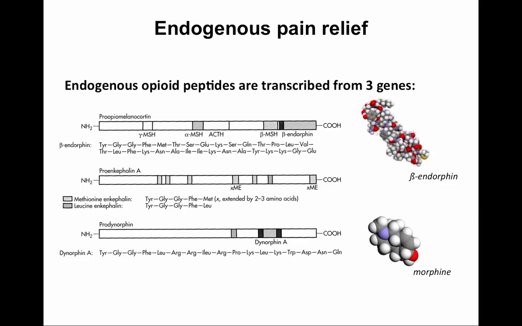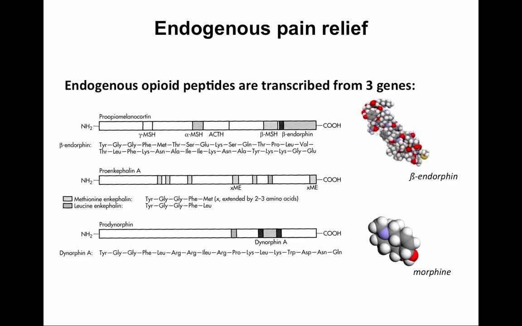The endogenous ligands for the opioid receptors are peptides. There are multiple peptides produced from 3 genes, and the 3 main endogenous peptides are beta-endorphin, enkephalin, and dynorphin. You can see the genes here encode many other peptides such as ACTH, and many of these peptides need to be cleaved for processing to achieve their final form.